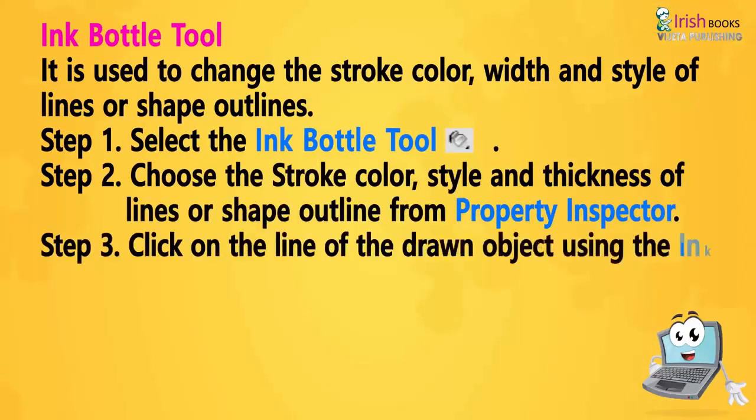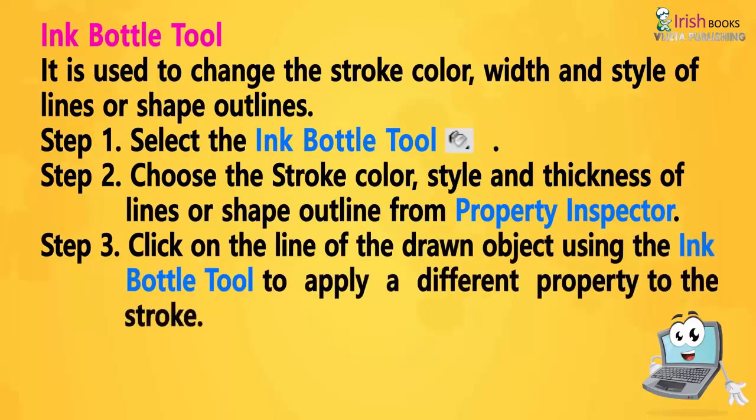Ink bottle tool. It is used to change the stroke color, width and style of lines or shape outlines. Step 1. Select the ink bottle tool. Step 2. Choose the stroke color, style and thickness of lines or shape outline from the Property Inspector. Step 3. Click on the line of the drawn object using the ink bottle tool to apply a different property to the stroke.